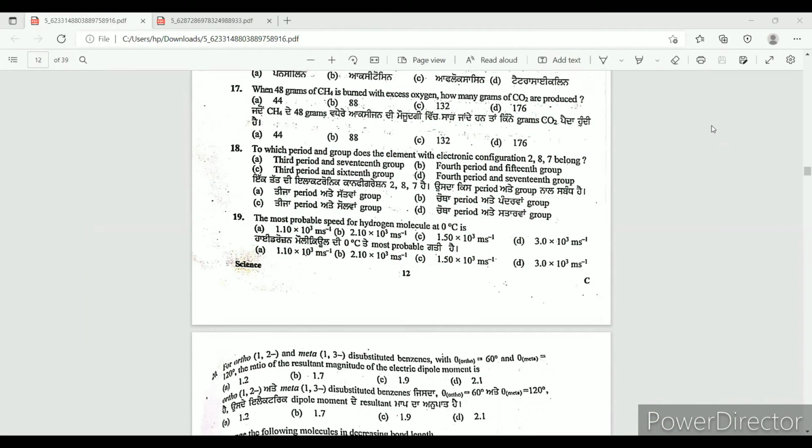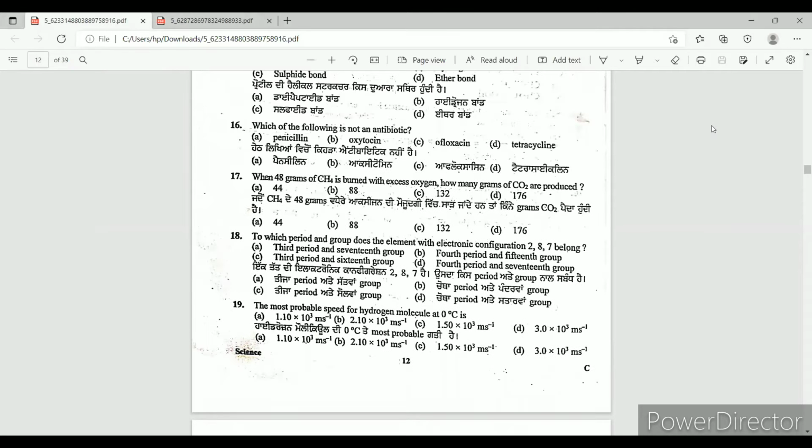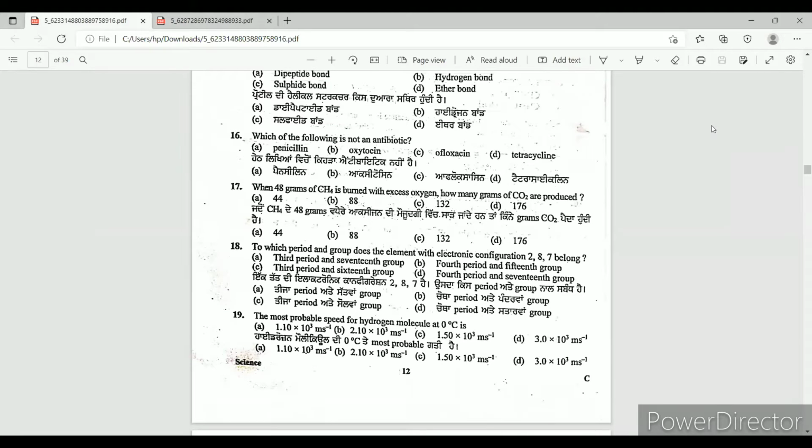So I'm back with the question paper of MasterCadre Science that was held in June 2021. So let's start the discussion of the paper. We have already done the first 16 questions. Now it's time to solve the 17th question.